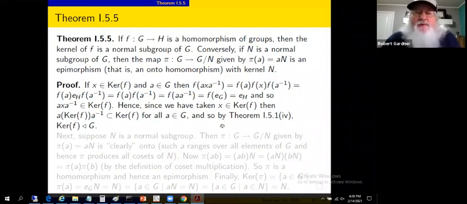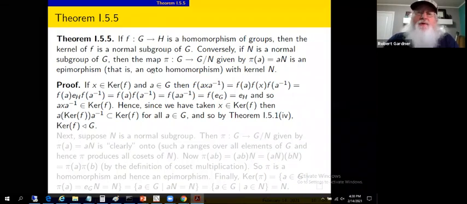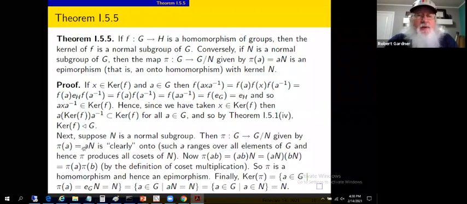Second claim, maybe we do get this one done in one slide, excellent. Second claim: if N is a normal subgroup of G, then this particular mapping, as given, is an epimorphism, onto homomorphism. So two claims, onto (surjective) and homomorphism. Oh, and with kernel N, three claims. So suppose N is a normal subgroup. Pi maps group G into the quotient group, given by what they told us to use, pi of a equals aN.